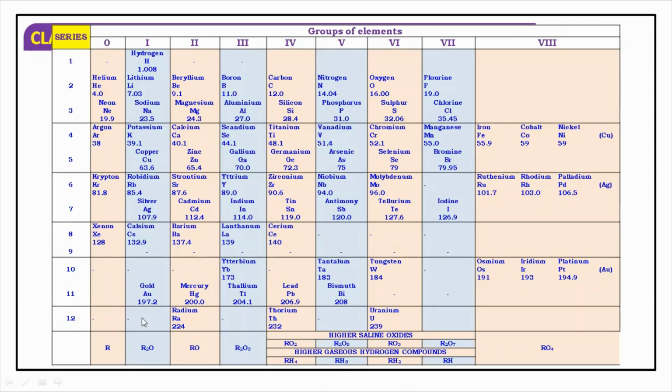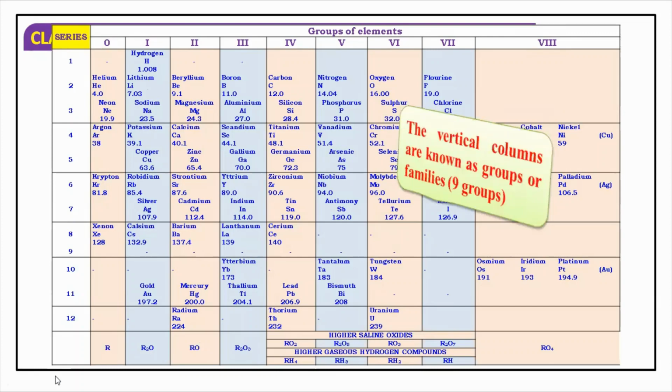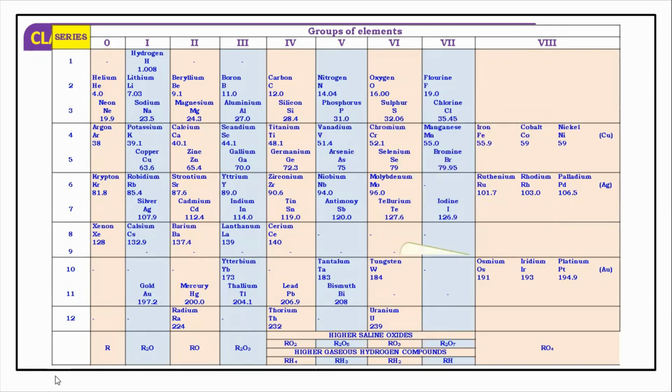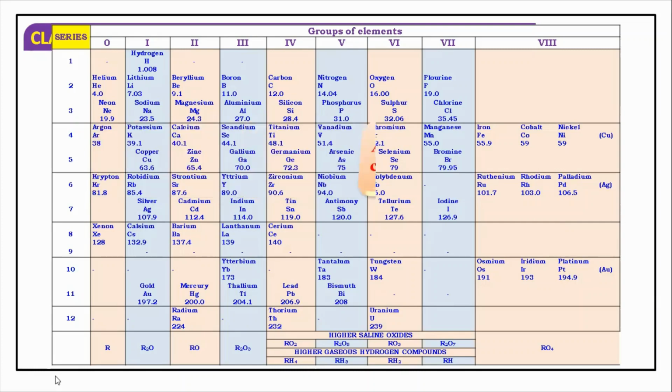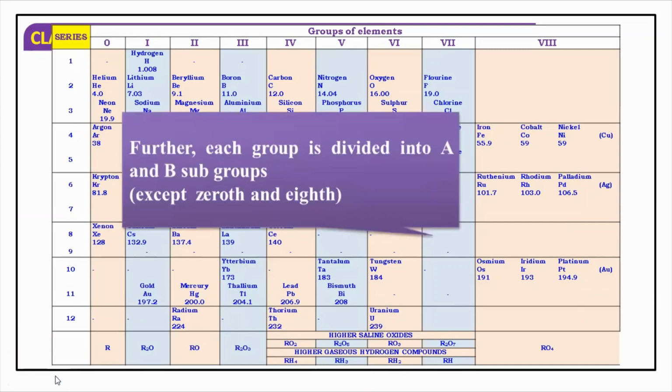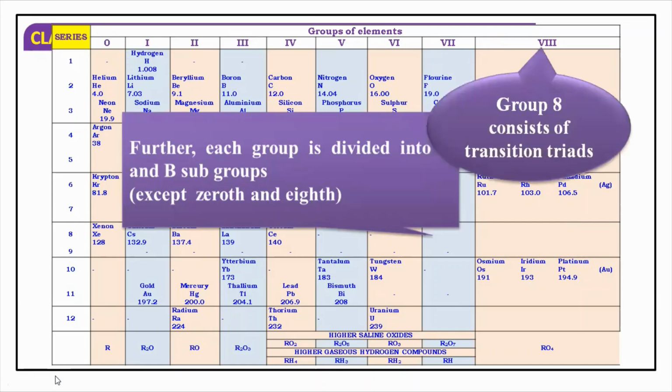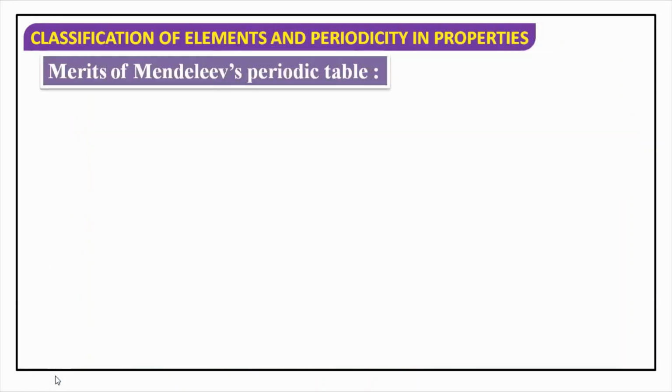So he arranged certain elements as per their chemical properties. He said that if element is R, when it forms oxides, it can form R2O, RO, R2O3, and so on, higher oxides and all. So he arranged these elements as per their chemical properties also. The vertical columns are known as groups, which are total 9 in number because this starts from 0. And the horizontal rows are called periods, which are total 7. Further, the groups were divided into A and B, जिसको हम subgroups बोलते हैं. And the 8th group consists of mostly transition elements.